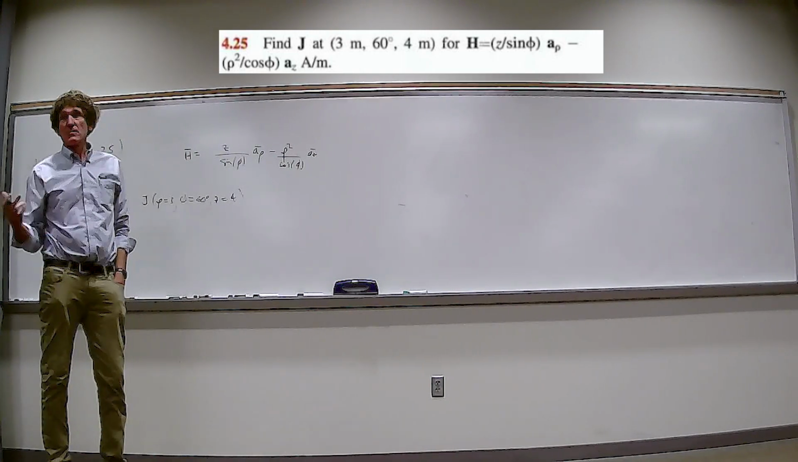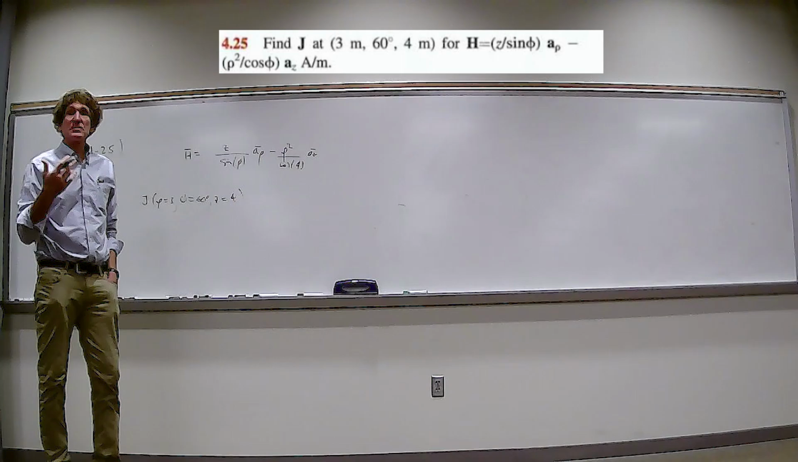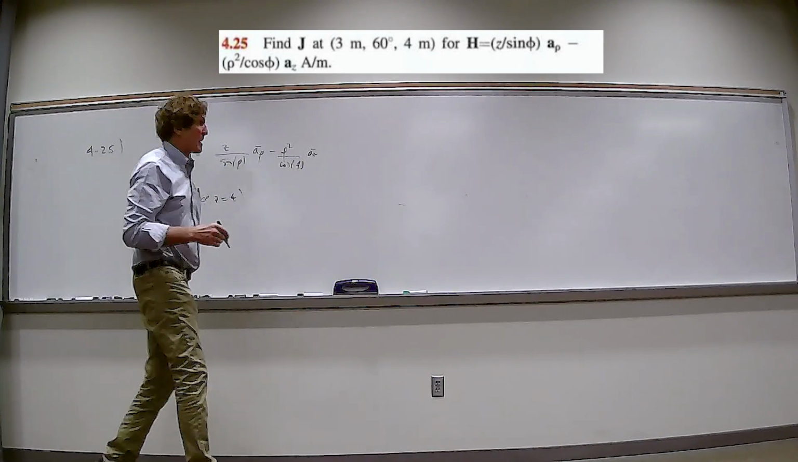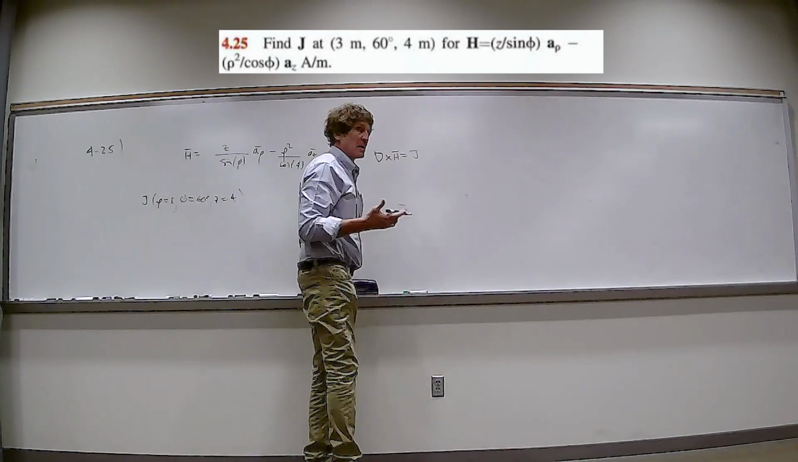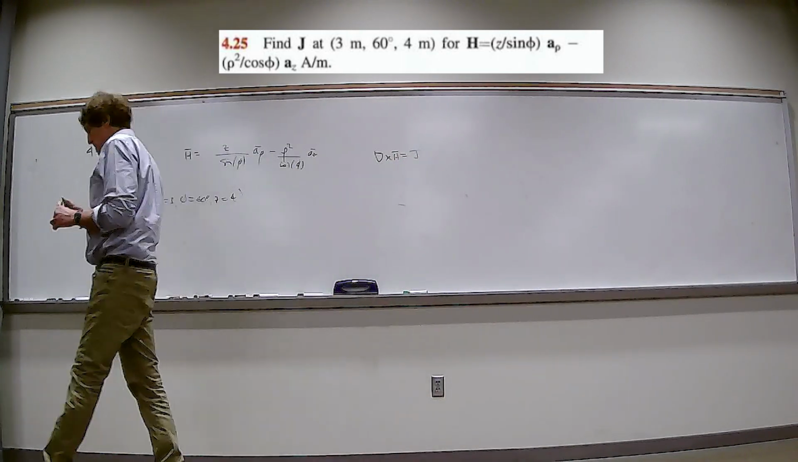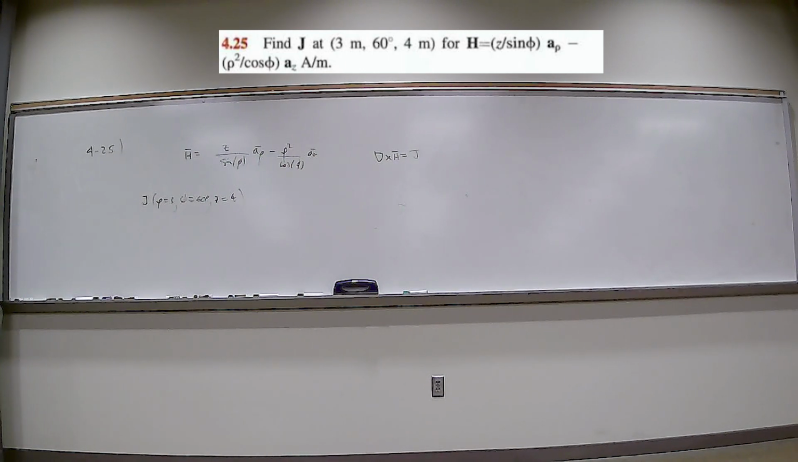The whole idea of doing this is just to get you at least somewhat familiar with doing the curl. Remember that curl of H is equal to J. That's all it is. If you look at the back cover of your book, the curl is the third operator they show. This is cylindrical coordinates, and my book has it wrong. They have it in Cartesian coordinates.